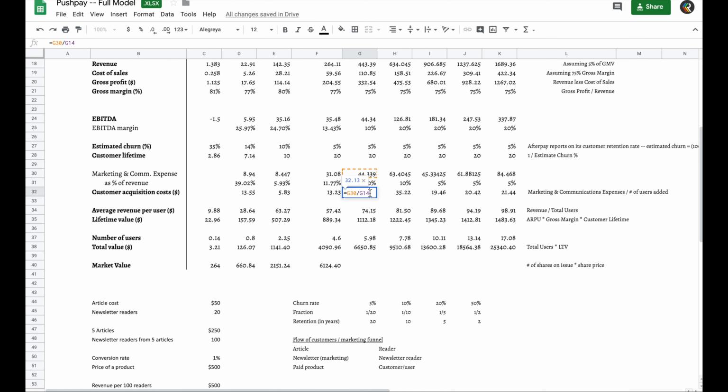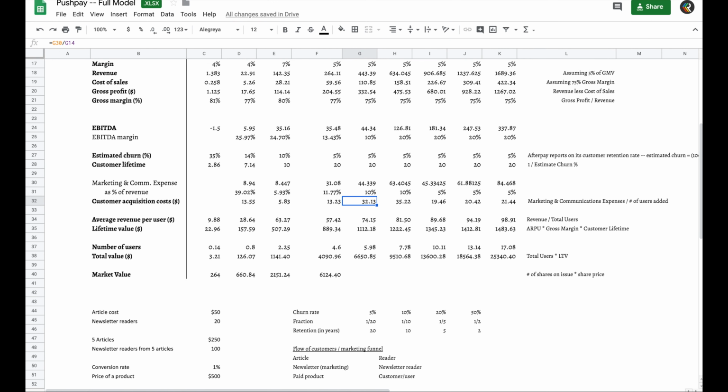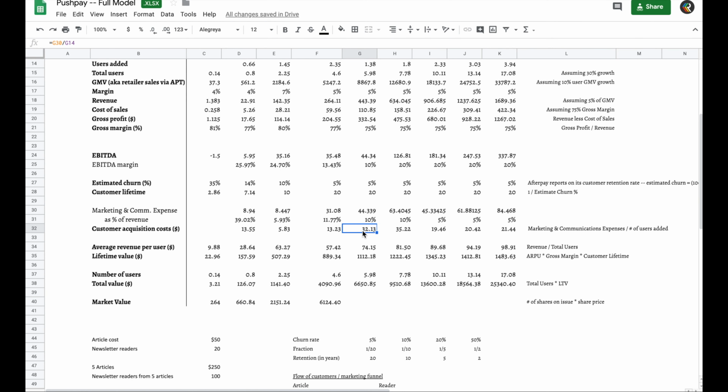So we have our estimated customer acquisition cost. And what is that? It's very simple. It's how much they spent on marketing that year divided by the users added. So they spent, say, $44 million on marketing and communication, and they added 1.3 million users.